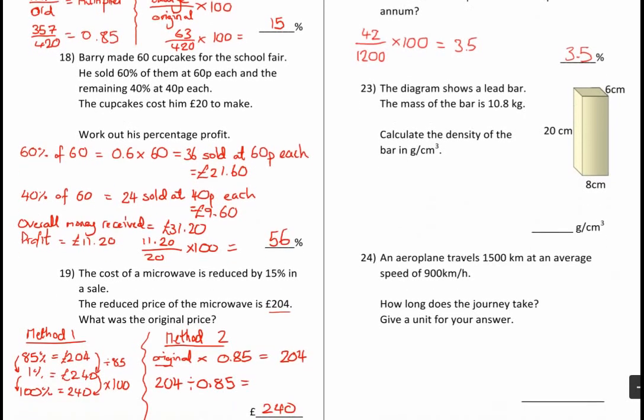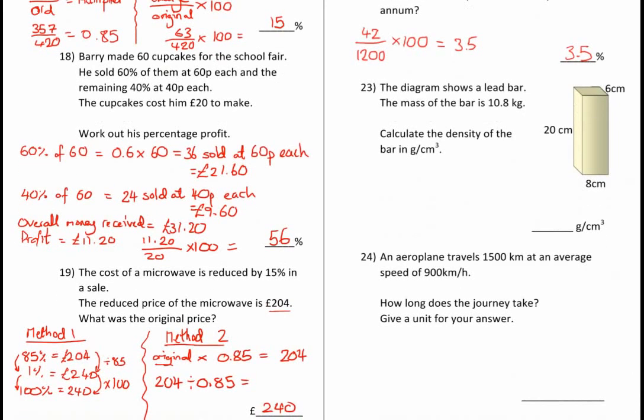Number 23, we've got a lead bar and we know its mass. Calculate the density. So density is related to mass and volume in the following way. So density is mass divided by volume. If you find it hard to remember that, loads of mnemonics you can use to remember that. Dinosaurs mate viciously is a good one that I've heard.